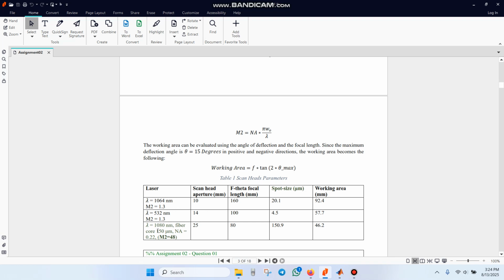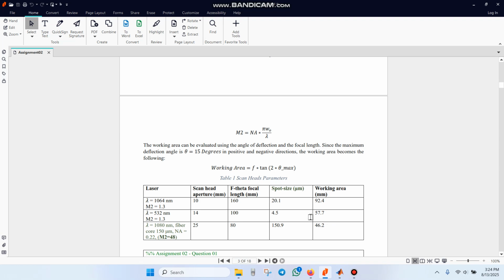So for these particular lenses, we are given their wavelength as well as the M2 factor for the first two, and for the second one, we are given the wavelength along with the numerical aperture. From the numerical aperture, we can find the M2 factor, and corresponding to these scan heads and focal lengths, we can find the spot size as well as the working area.